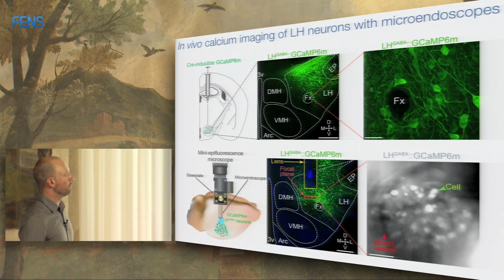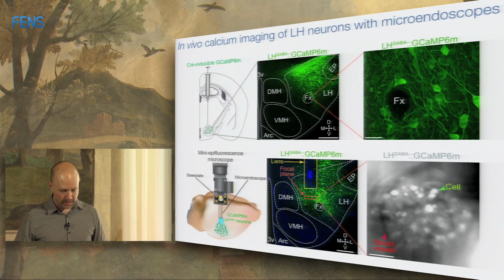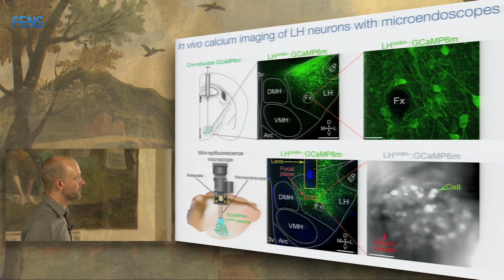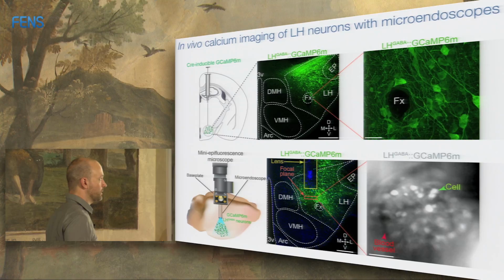In our lab, we published a paper last year where we used the miniature epifluorescent microscope to look at activity, again, in the lateral hypothalamus. We started by targeting the calcium indicator, GCaMP6, just to GABAergic neurons within this nucleus. I've already mentioned that there are lots of different cell types, and so we were interested in what the encoding properties of these GABAergic neurons are first, and this allowed us to eventually go on and look at other cell types as well.